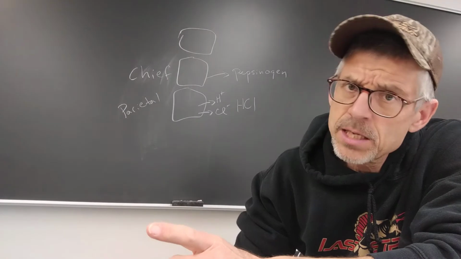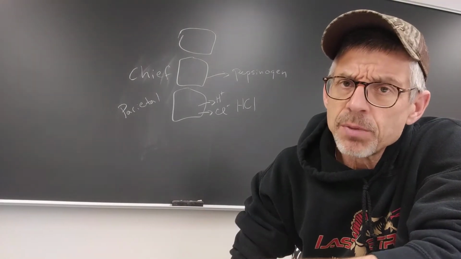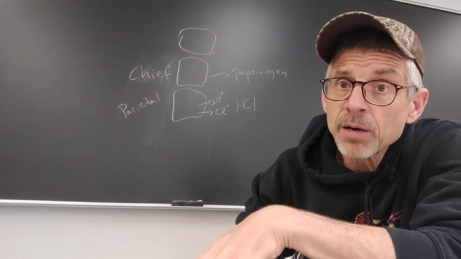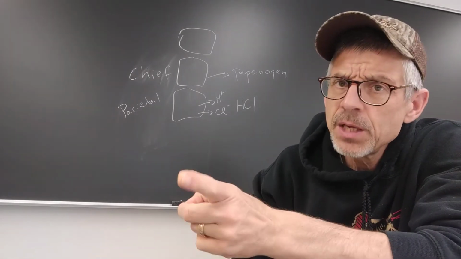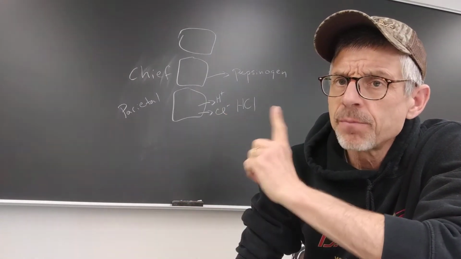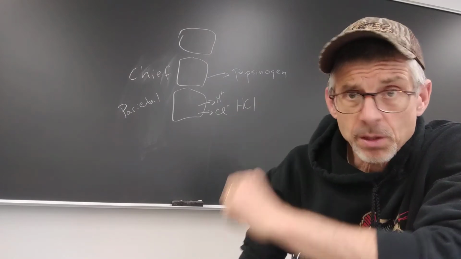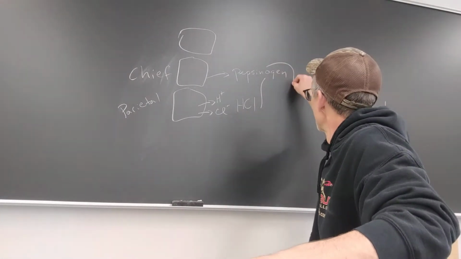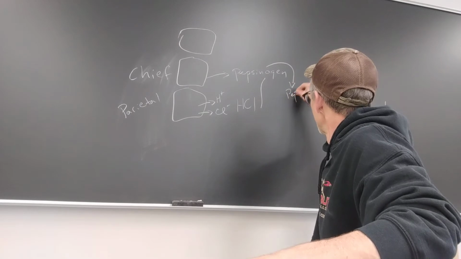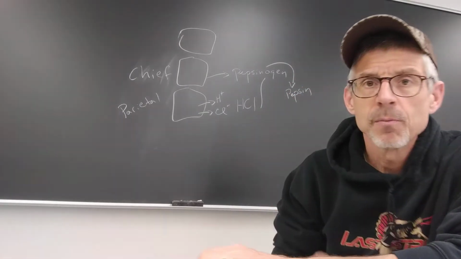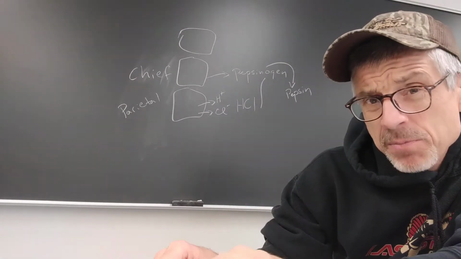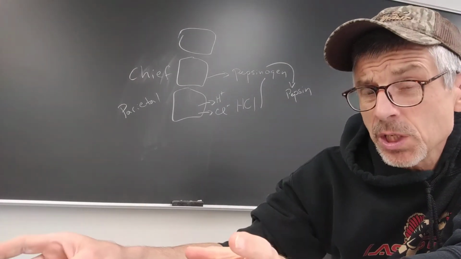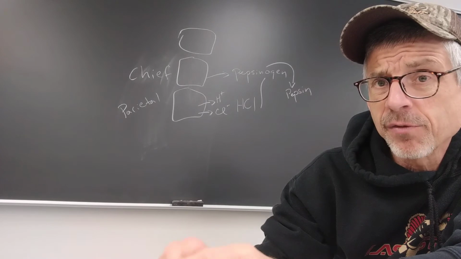This very strong acid quickly reduces the pH in the immediate environment around these cells down to as low as 2. This pH is sufficient to cleave pepsinogen into pepsin. Pepsin is an active enzyme. The role of pepsin is to break down proteins into large peptide fragments.